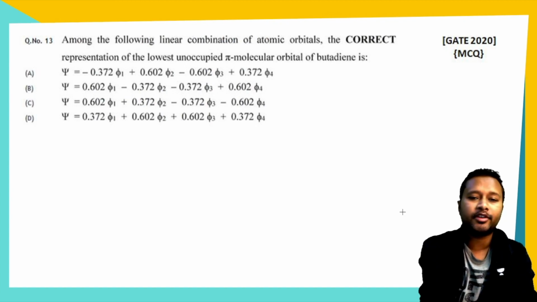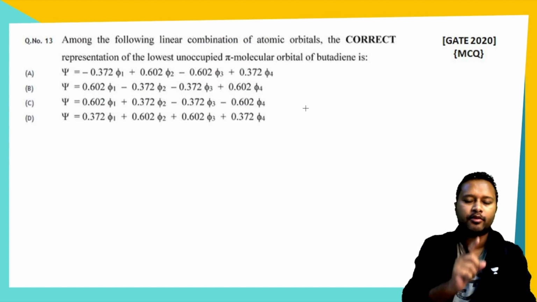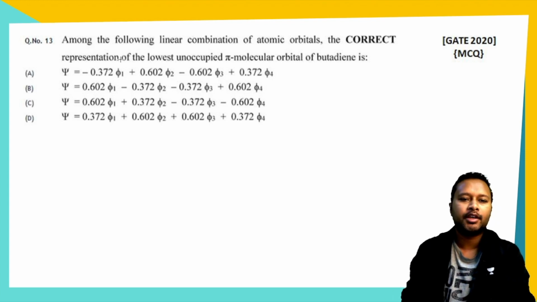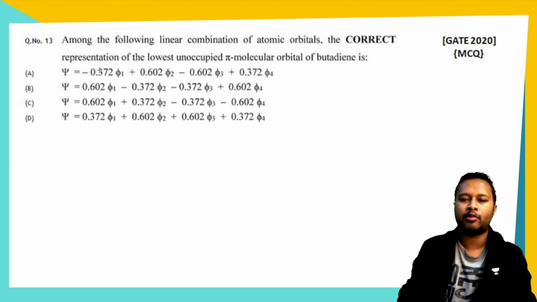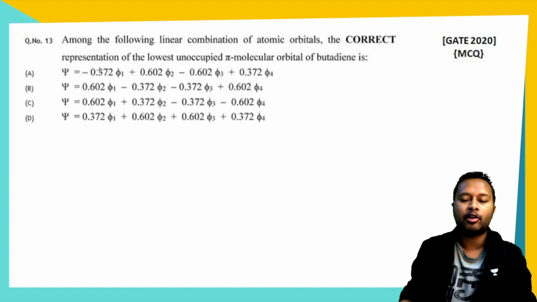Alright guys, let's talk about this particular question which was asked in the GATE 2020 exam. This question was asked for 1 mark and it's a pretty simple question. It says, among the following linear combinations of atomic orbitals, the correct representation for the lowest unoccupied pi molecular orbital of butadiene. Now, if you are following my videos, you can do this question very easily.